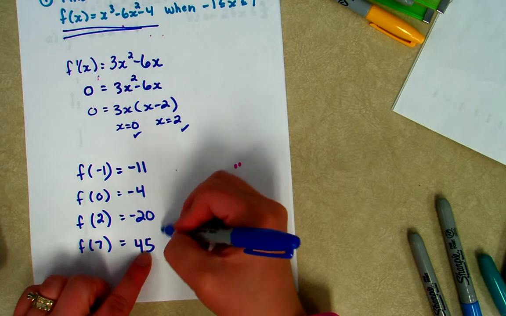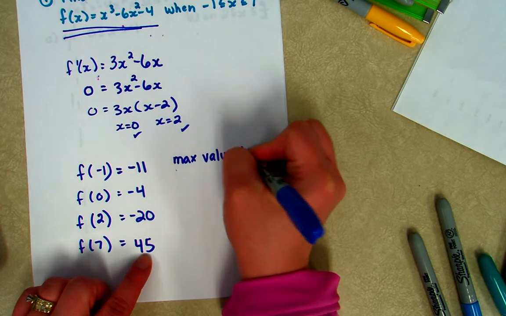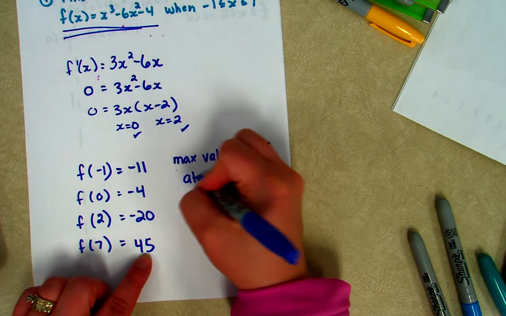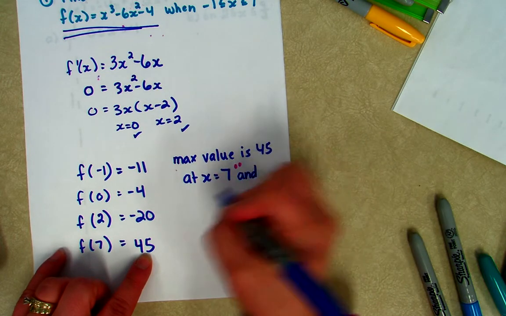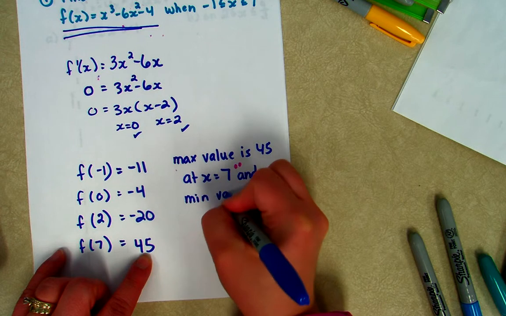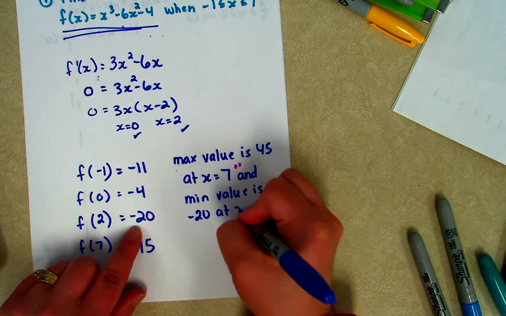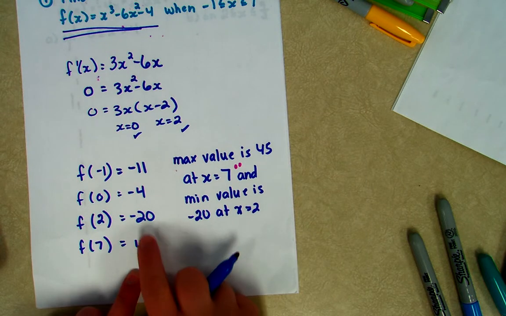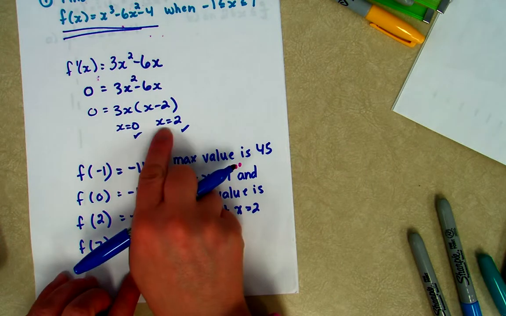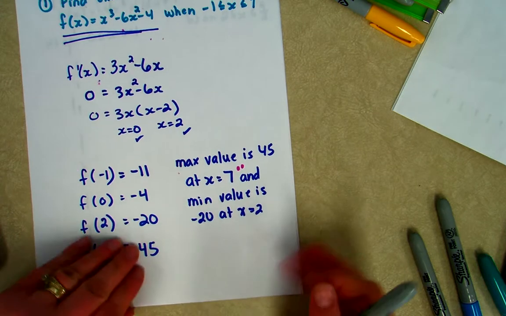So I can look at this and say the max value is 45 at x equal to 7, and the min value is negative 20 at x equals 2. So my max ended up being one of my endpoints, and my min ended up being one of my points in the middle. But those are the extreme values for that function.